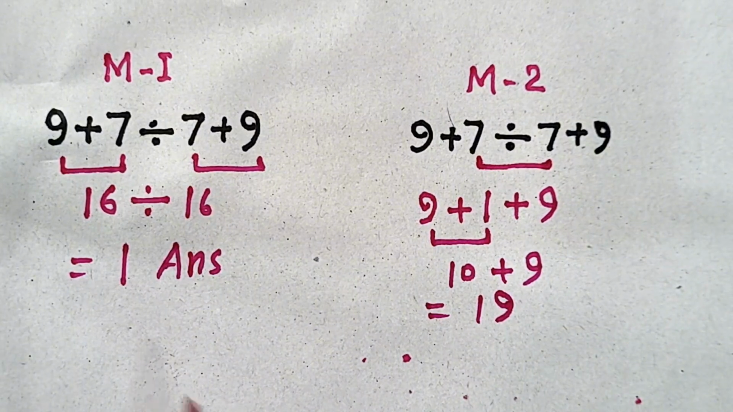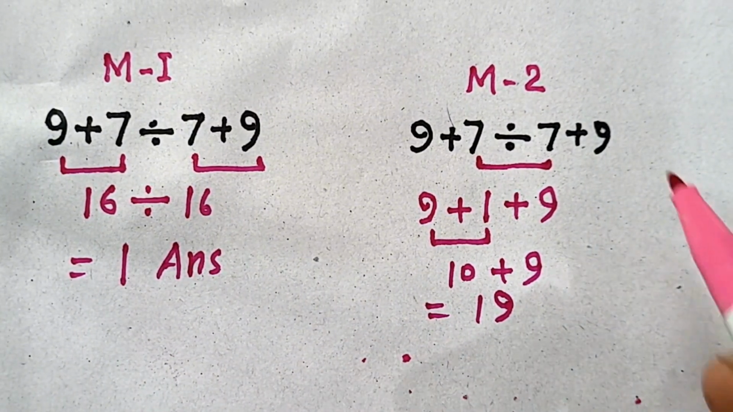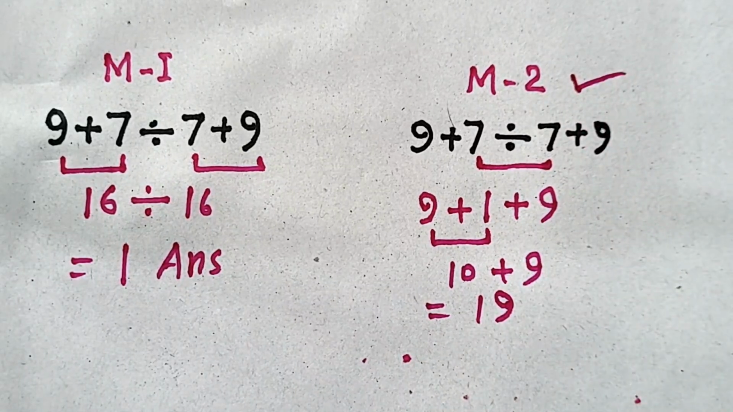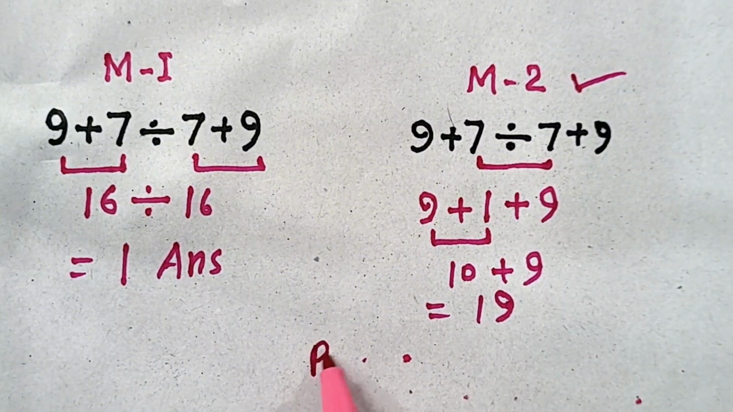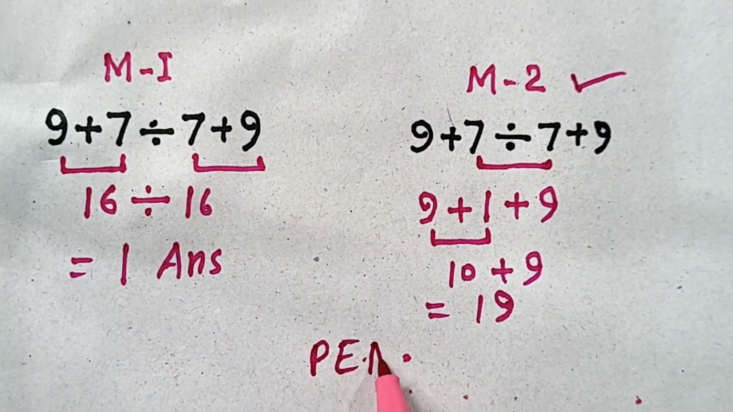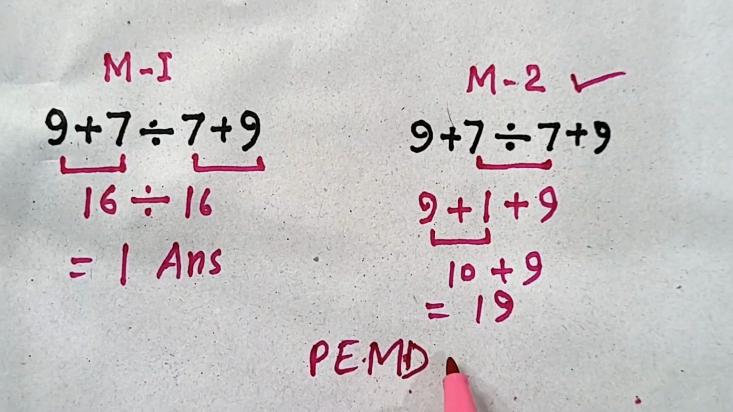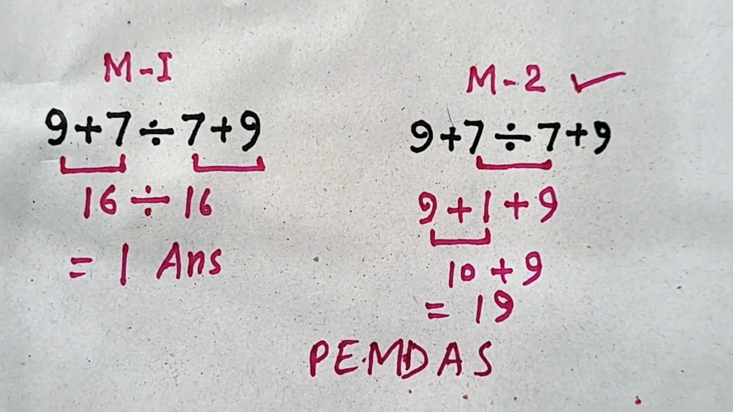Now, you have to decide which method is correct. But according to my point of view, method 2 is correct because we have followed the order of operations according to PEMDAS. What is PEMDAS? Parentheses, exponent, multiplication, division, addition, subtraction.